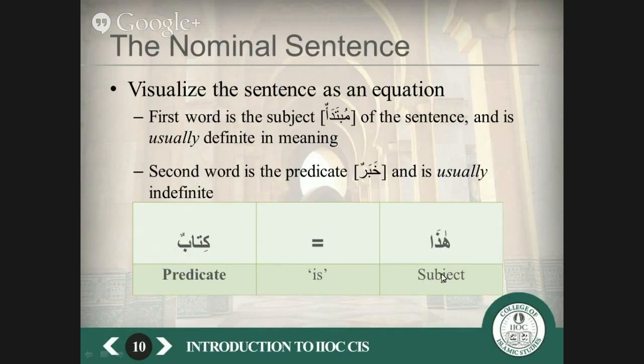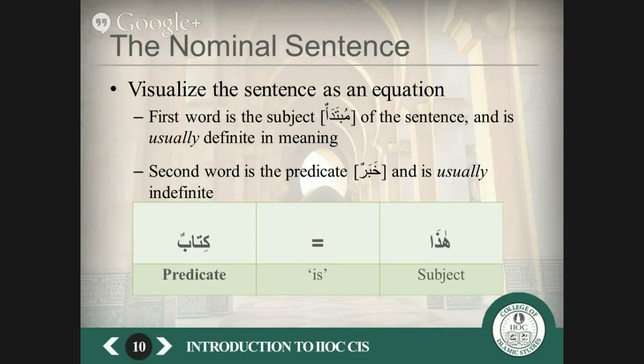The subject of the sentence is the thing that you're talking about. So when you say hadha kitabun, you're talking to someone. Say, hey, I want to explain something to you. Hadha qalamun, right? Or hadha kitabun. What is the thing you're focusing on? The hadha. That's the subject of the sentence. That's what you're trying to talk to them about. What are you telling them? The predicate means the information you're giving them. So I want to tell you about hadha. Hadha is a what? It's a qalamun or it's a kitabun. So you're giving someone information, that's called a predicate.